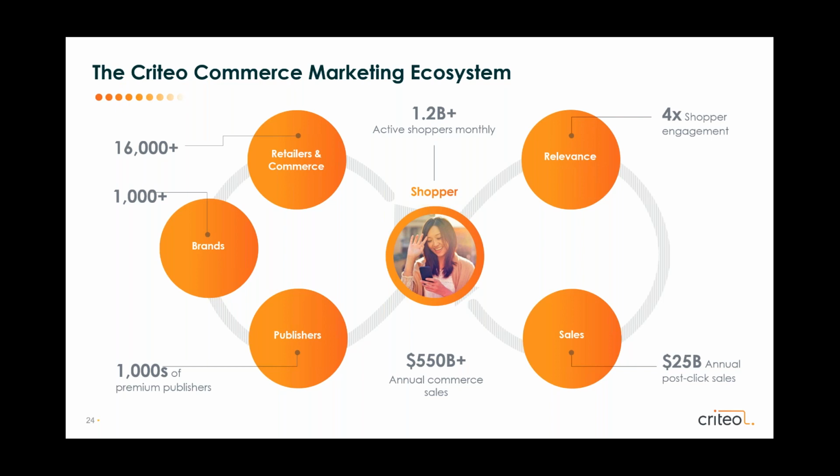And you can see here how it works. We have the shopper at the center. We have our retailer and commerce clients, over 16,000 of them contributing data. We have over 1,000 brands. And then we have thousands of premium publishers, which provide inventory to connect with shoppers. And then obviously our sales, and then delivering the most relevant ads. And it's a loop where you move from the shoppers providing their data through the retailers and brands, and then publishers, and then finally generating sales and profits.